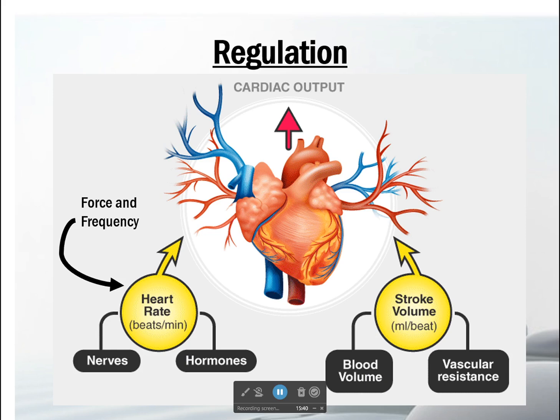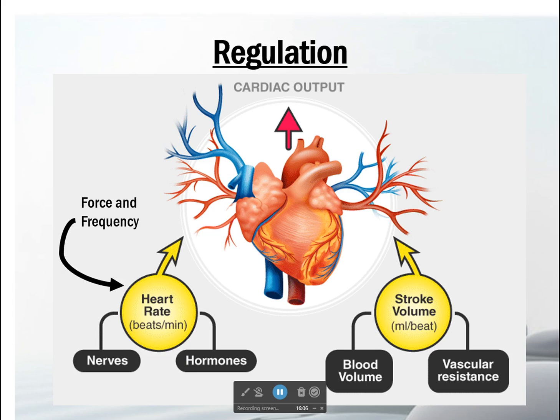Basically, the cardiac output can be broken down into heart rate and stroke volume. The simplest equation for cardiac output is this, and is something to memorize. Cardiac output equals heart rate times stroke volume. Stroke volume is the amount of volume that's ejected from the heart with each squeeze.